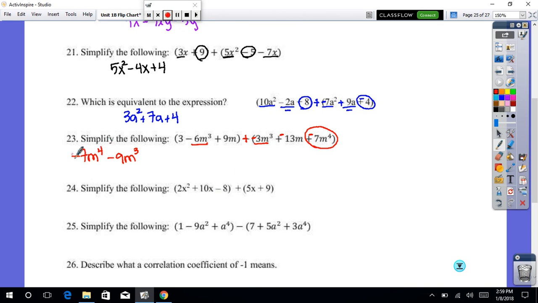Because remember, our exponents decrease from left to right. So that means 4, 3. Do I have any squareds? I do not. So I'm going to go to my m's. 9 and negative 13 is negative 4m. And then my constant is by itself, 3.